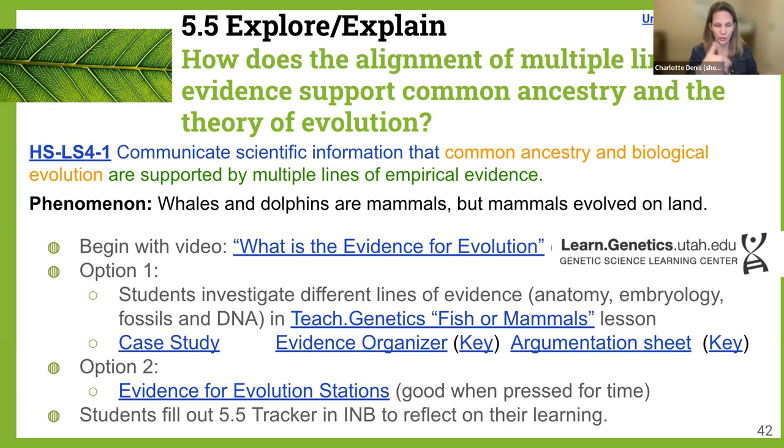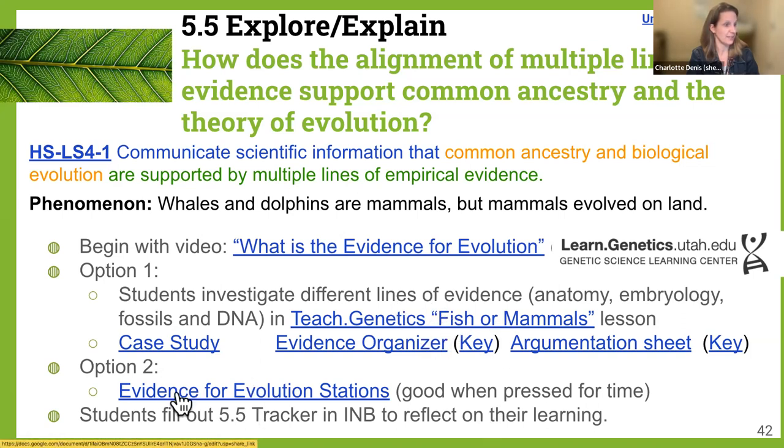And they're building their own evidence in this evidence organizer, and then writing an argumentation, almost like an argumentation essay. It's all scaffolded for them. It was fun. That's one of my favorites about this unit. I like the whole unit, but that Fish or Mammals lesson is really well designed. They have some really talented people working there in their education development department.